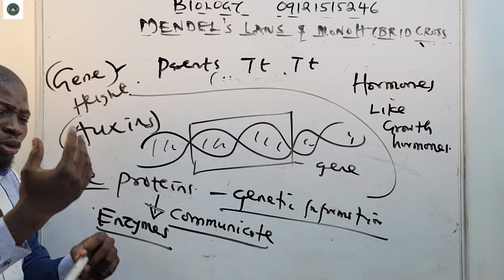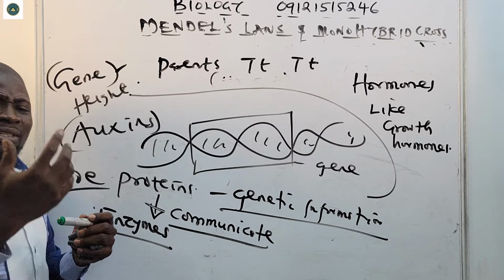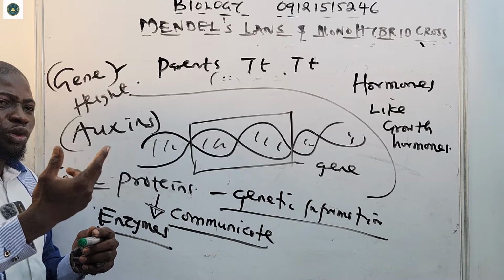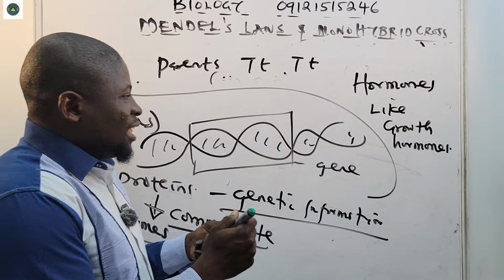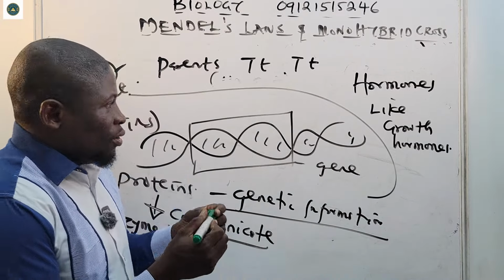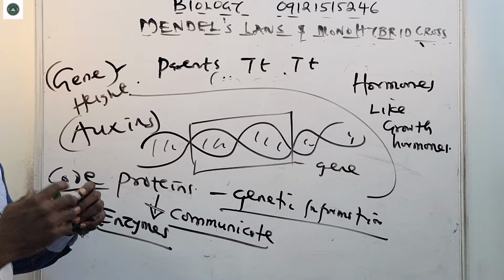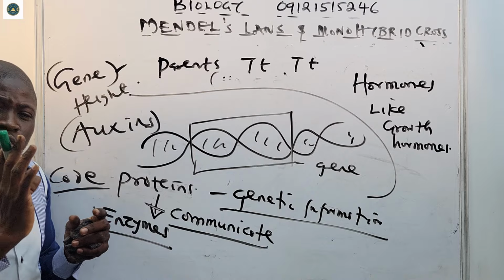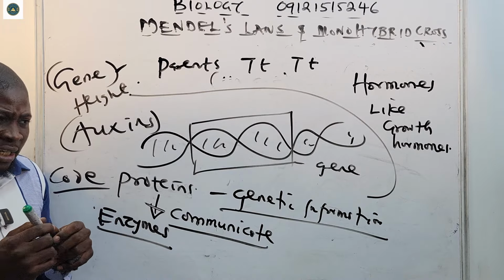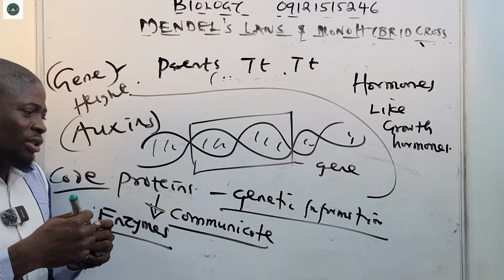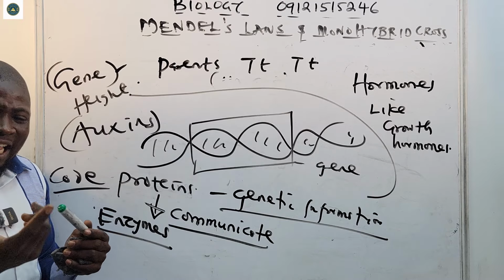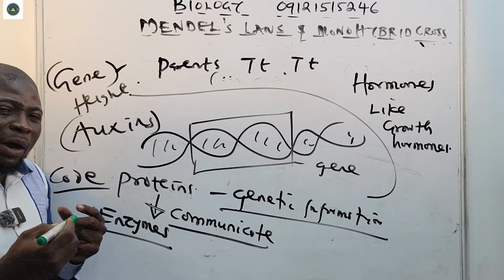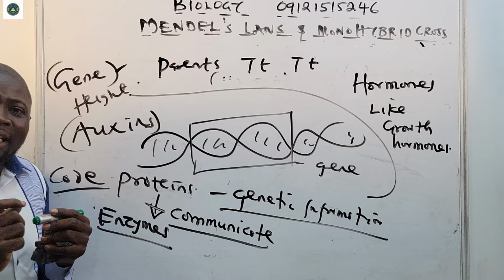After this, it produces some enzymes that enable the plant to grow. So when I say that a gene codes for a particular character, what it does basically is to code for certain proteins, which in turn produce some hormones, in the form of enzymes, which trigger the growth we are talking about.